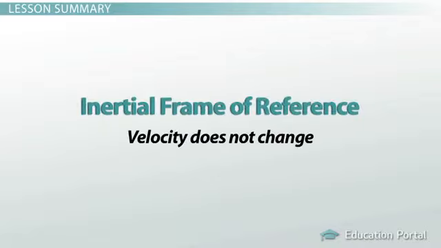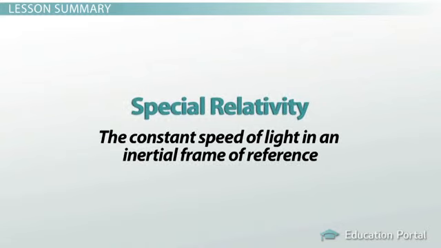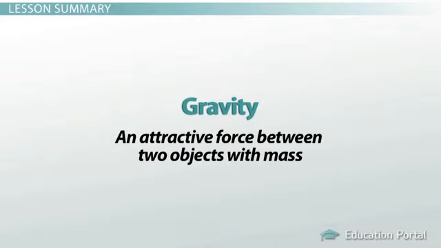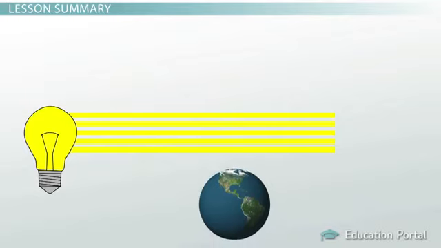In summary, the speed of light is constant in an inertial frame of reference in which velocity is constant. Special relativity accounts for the constant speed of light in this inertial frame of reference, that is, no gravity. Gravity is an attractive force between two objects that have mass. As light approaches mass, it is affected by its gravitational pull.